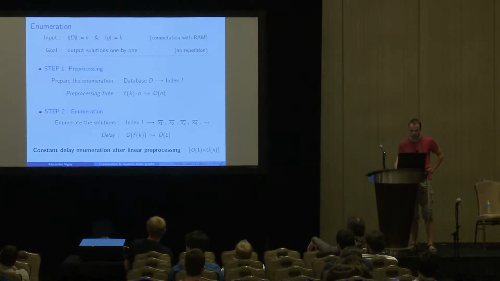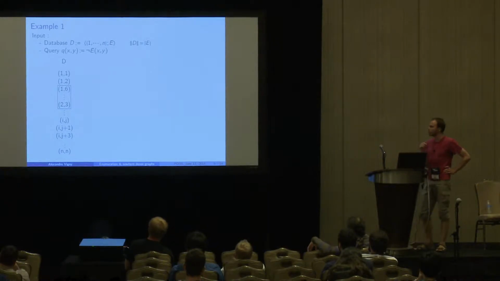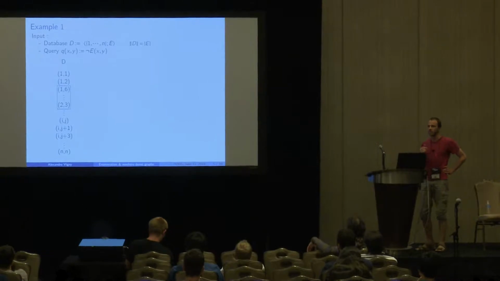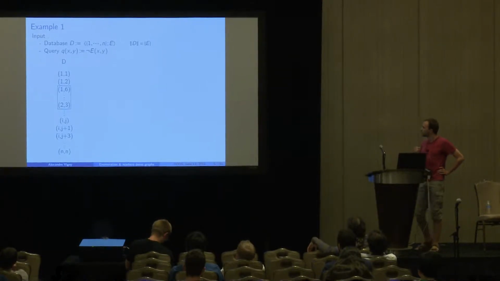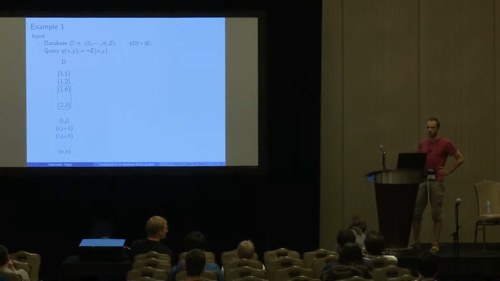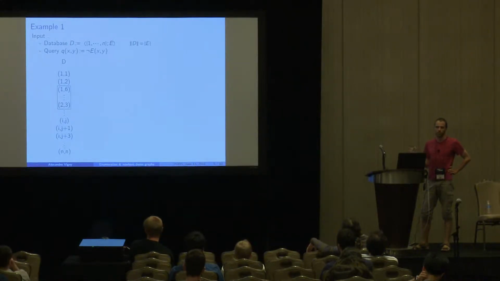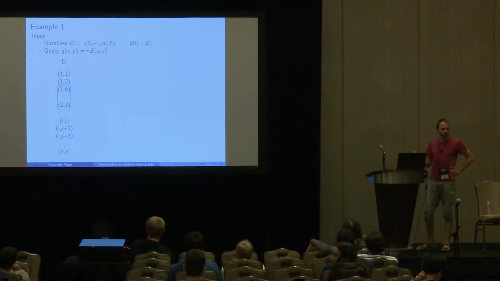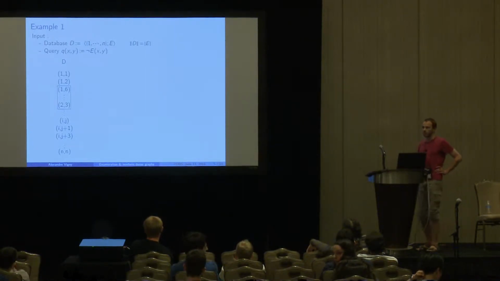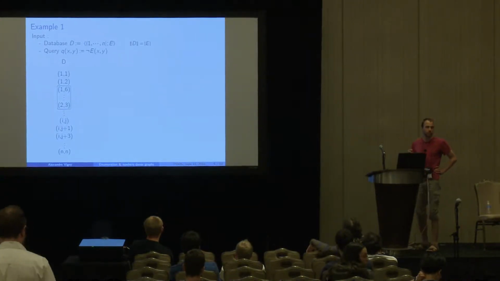Okay. So to be sure that we are all on the same page, I'm giving a quick example. Here the database is a set of nodes from 1 to n, and we also have a set of edges. And the query is looking for pairs x, y such that (x, y) is not an edge in the database. So a naive idea would be to go through every possible pair of nodes and just check whether it is an edge or not. If it's an edge, don't output it. If it's not an edge, it's a solution, and then you can output it. The problem is that you can have big packs of consecutive edges, and so the delay will not be constant.